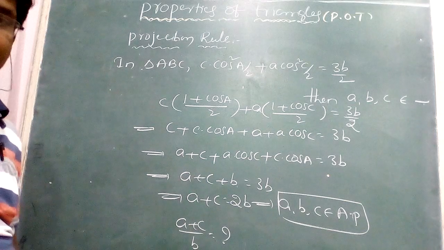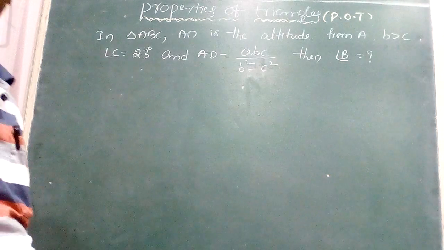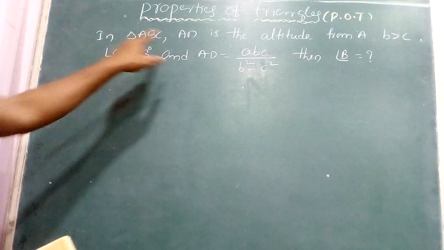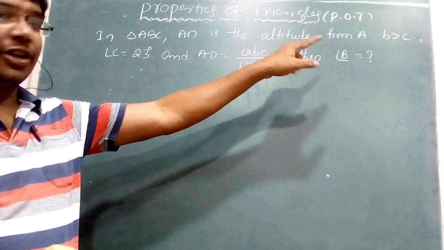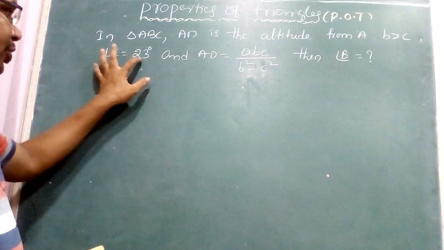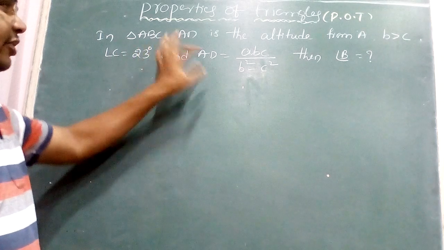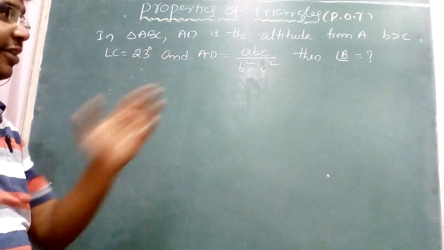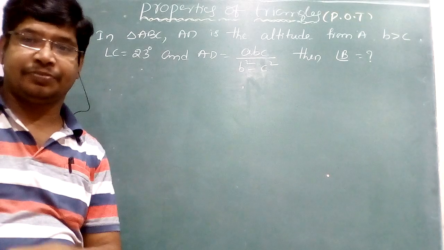Next, I am explaining one more problem. Now, once listen to it. In triangle ABC, AD is the altitude from A, b greater than c, and it is given angle C is equal to 23 degrees, and AD is given as (b square minus c square) by a. Then find the angle B. It is a previous mains problem.